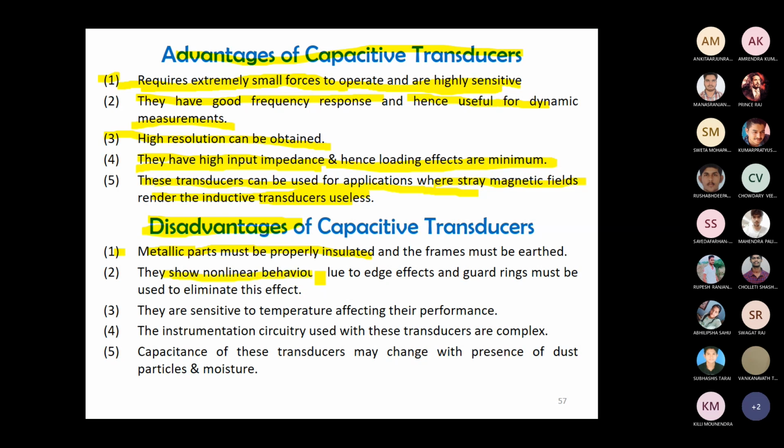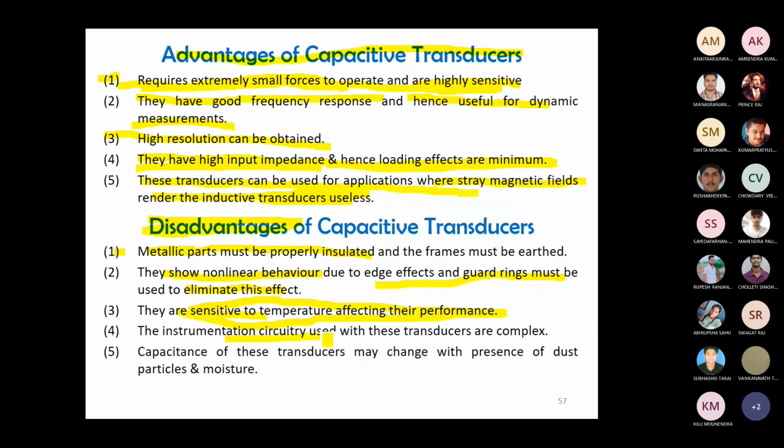They show non-linear behavior. Most transducers show non-linear behavior. Due to the edge effect, ground guard rings must be used to eliminate that effect. Guard ring is needed because charging current flows through an unwanted path, so you have to counter the charging current. Sometimes they are sensitive to temperature, which has a direct effect on their performance.